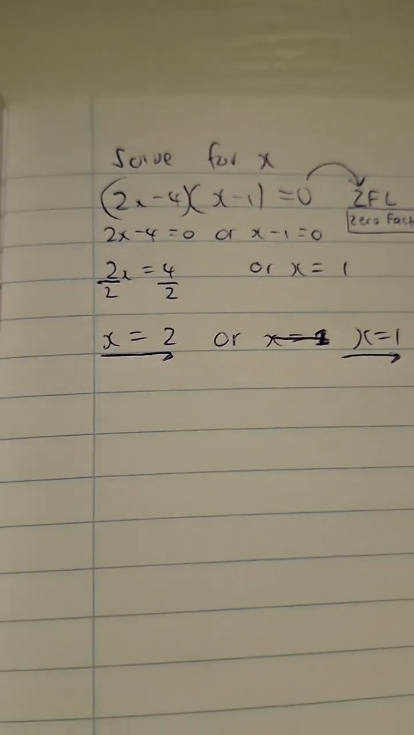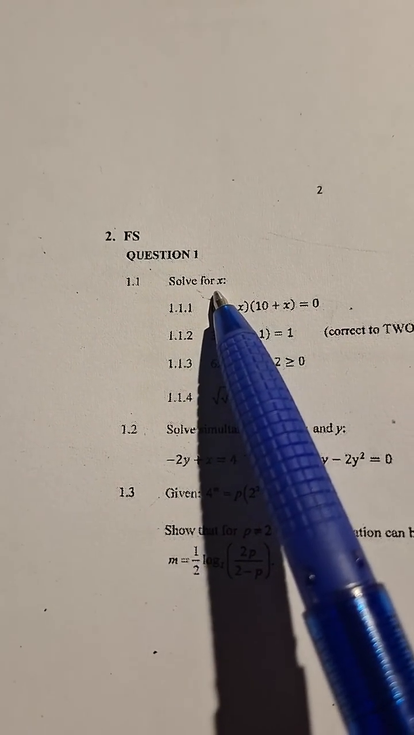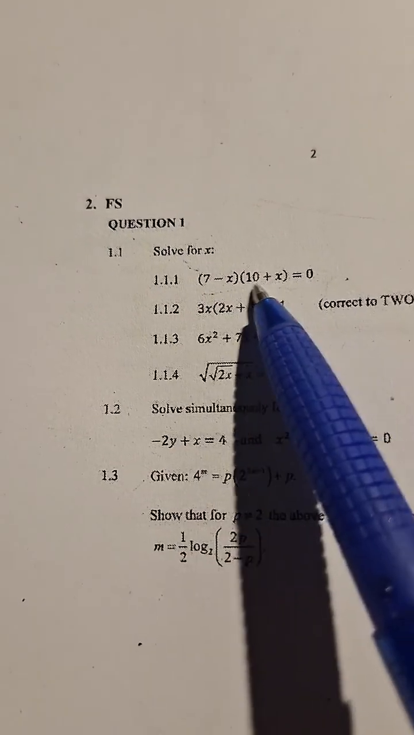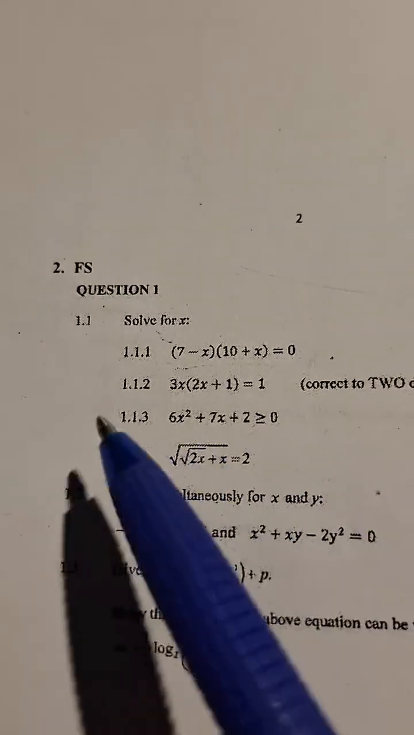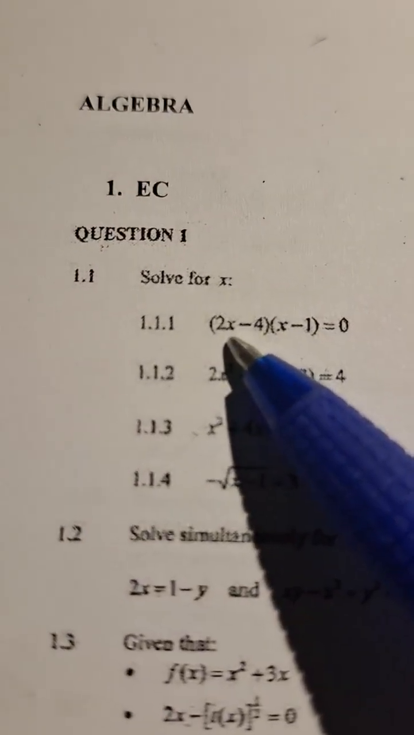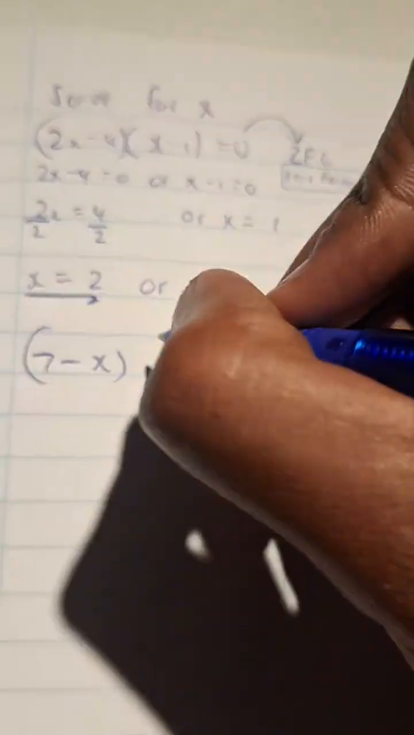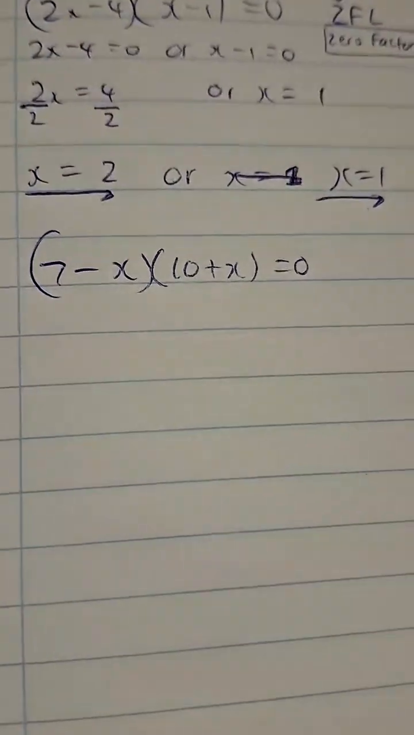Now I'm going to serve you the Free State question. If you look at the Free State trial exam past paper, we have 7 minus x into 10 plus x is equal to 0. And we need to solve for x. So I did the Eastern Cape for you guys. Now you can do the Free State question 1.1 for me. What's 7 minus x into 10 plus x is equal to 0?